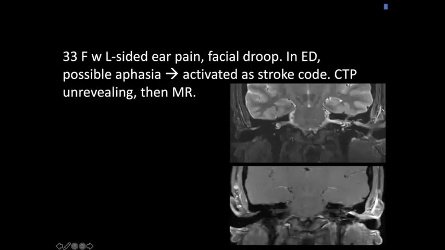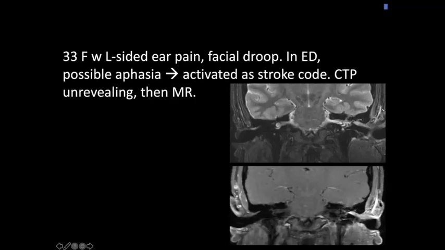In our last moments, let's look at an example of a patient with infection and inflammation. This is a young woman with left-sided ear pain and a facial droop. In the ED, they were also worried about possible aphasia, so she was activated as a stroke code. Her CTA, CT perfusion was unrevealing, so she underwent MRI. On her MRI, the astute observer might notice that her ear canal and adjacent soft tissues are abnormal on T2 on the left compared to the right.